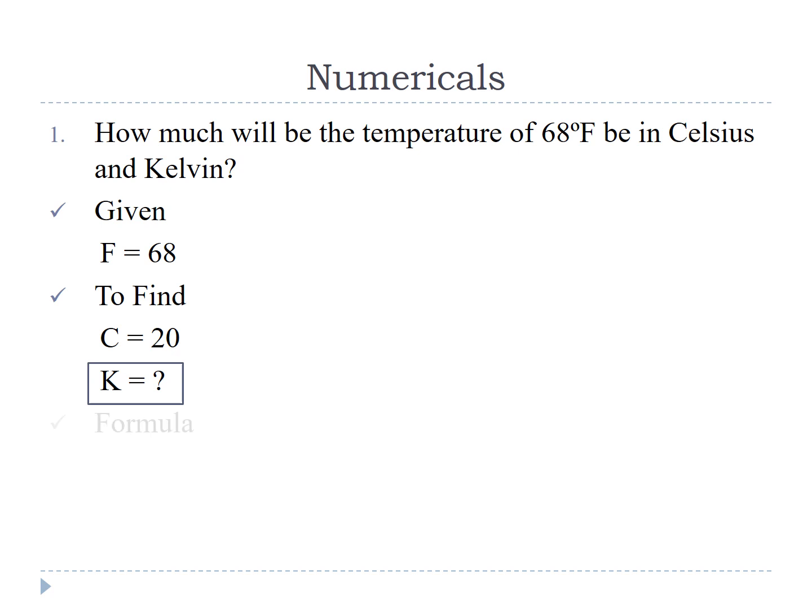Alright, so what is the formula? The formula is K is equal to C plus 273.15. That means whatever temperature you have got in Celsius, you have to add 273.15 to that number and that will be the temperature in Kelvin.